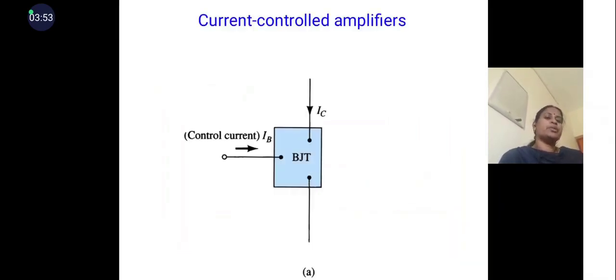Before entering into the JFET category, we have discussed BJT. So what is a current controlled amplifier? The amplifier which uses current control devices is called a current controlled amplifier. BJT is a current control device because the output current of BJT is controlled by the input current. Hence this device is called a current control device, and the amplifier which uses current control devices is called a current controlled amplifier.